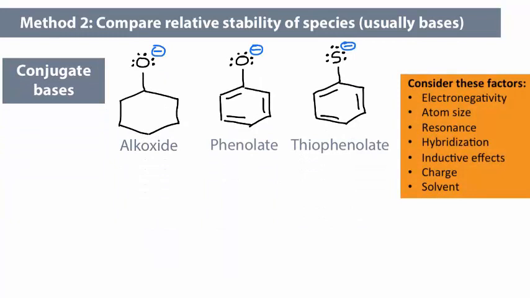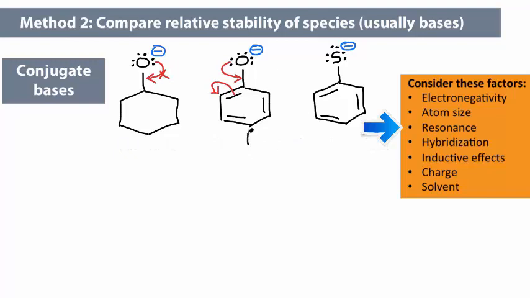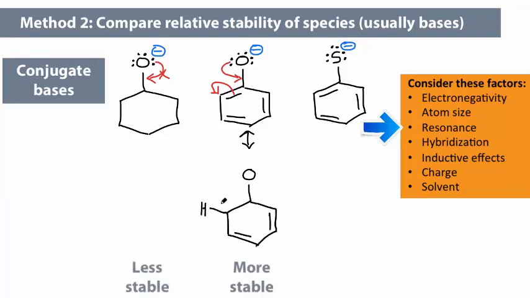Which factor differentiates the alkoxide from phenolate? Which factor differentiates phenolate and thiophenolate? Which base is most stable? Resonance differentiates the alkoxide from phenolate. The alkoxide is not resonance stabilized, whereas the phenolate is both resonance stabilized and aromatic. Aromaticity is a concept you will learn in your organic chemistry courses. That makes the phenolate more stable than the alkoxide.